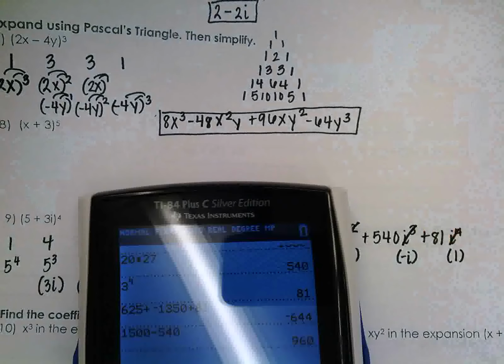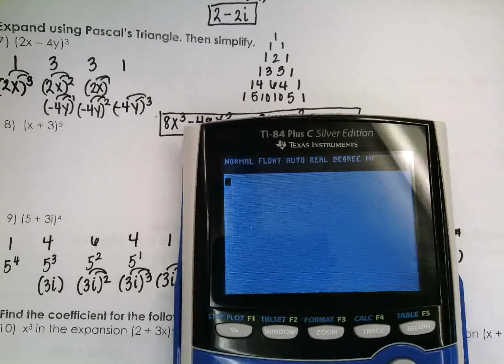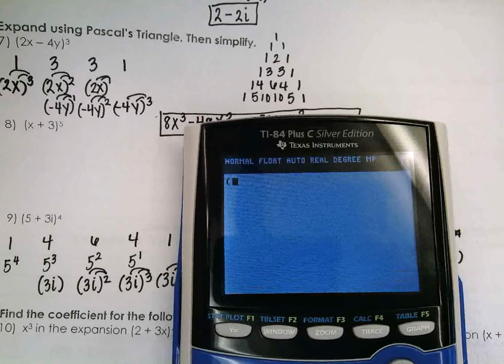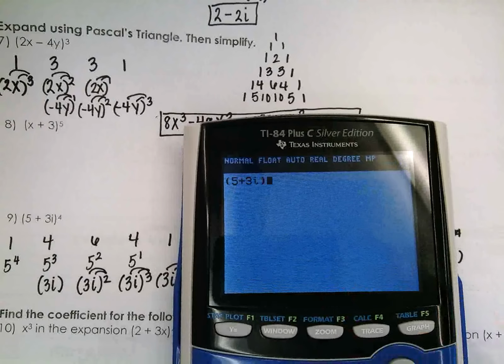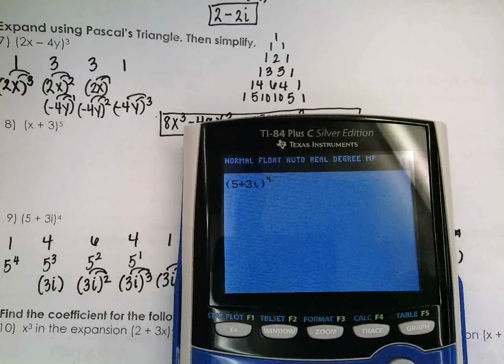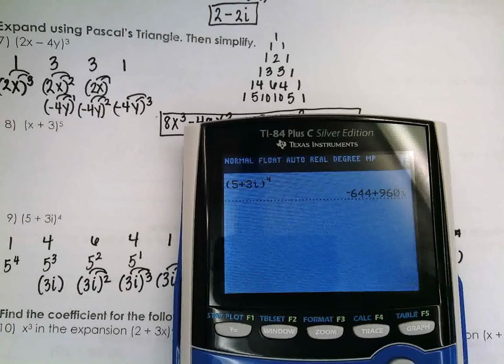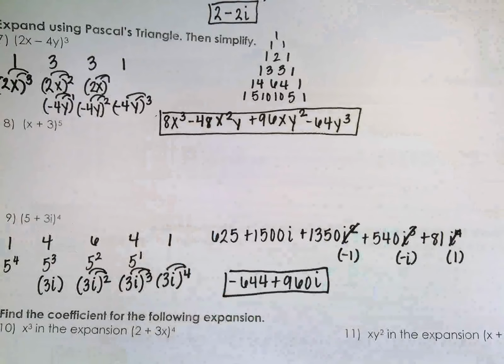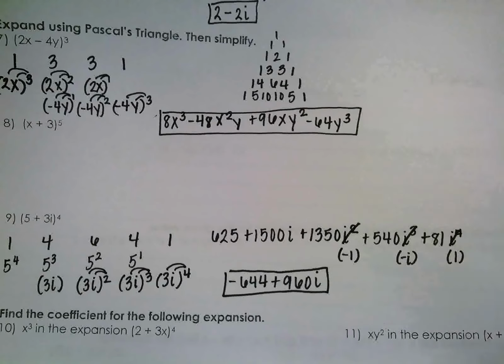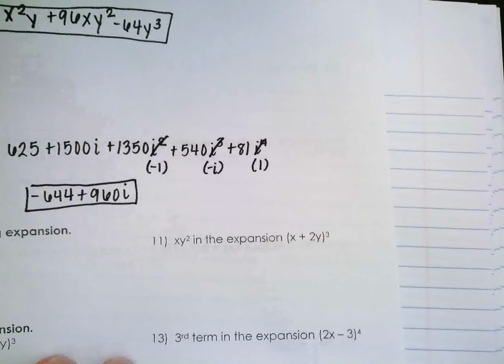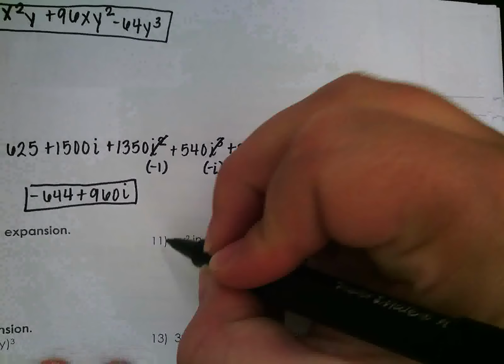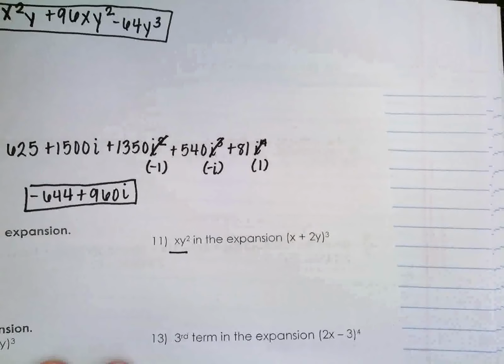Now the good news is with the i, you can always check it in the calculator. So if I go into my calculator, here's my screen, that's a little easier to see, and I type in the actual question, 5 plus 3i to the fourth power, and I hit enter, I do get -644 plus 960i, which is what we got by hand. Just keep in mind, you can use that calculator to check, but you do need to show your work to get credit.